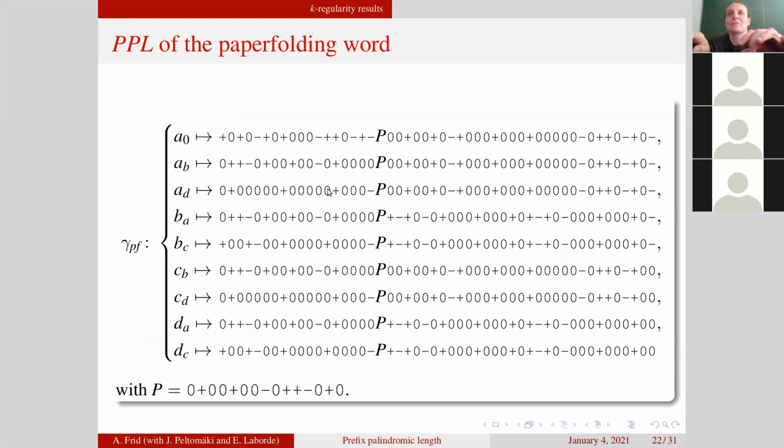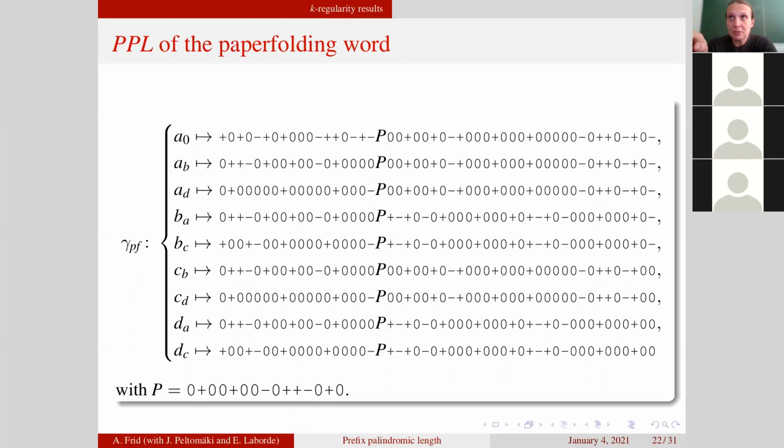And of course, we used programming to find it. And of course, it required some proof of why it is like this. And it is important that in every long block like this, there is the same word of length just a bit greater than the length of the longest palindrome. So this was a result on the paper folding word.